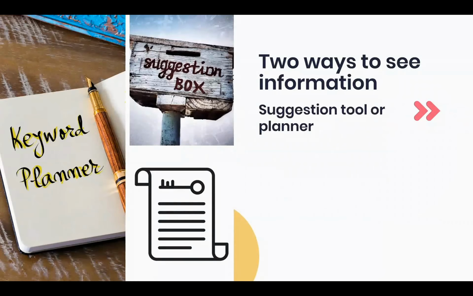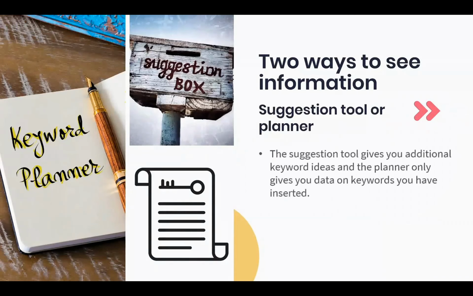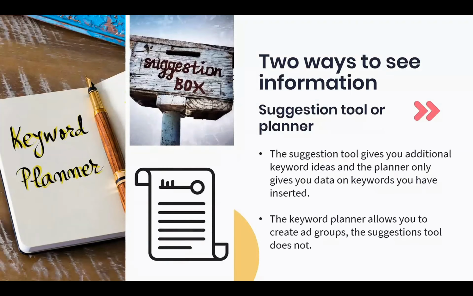There's the Suggestion tool and the Planner. The difference between the 2 is that the Suggestion tool gives you additional keyword ideas, and the Planner only gives you data on the keywords that you've already inserted, so you won't get new ideas. Also, the Keyword Planner allows you to create ad groups and therefore campaigns, while the Suggestions tool doesn't.